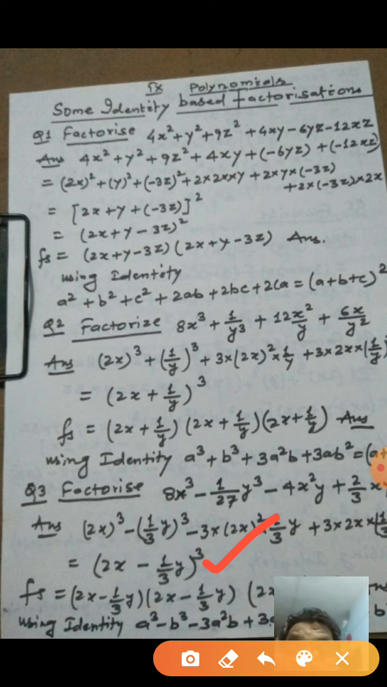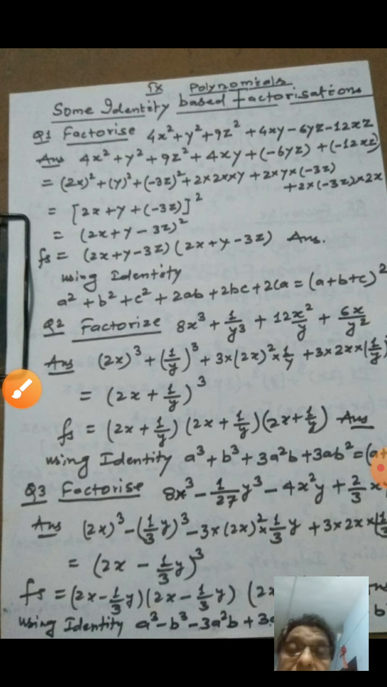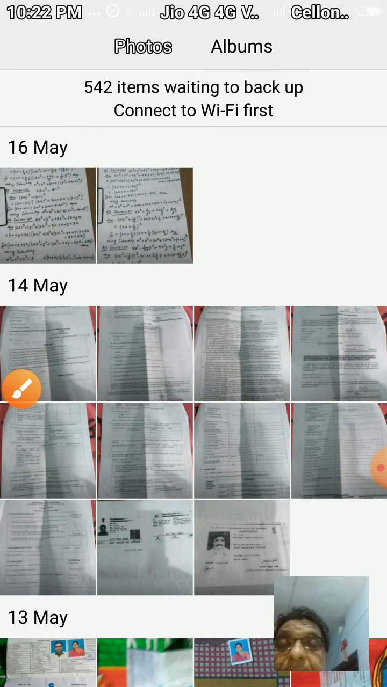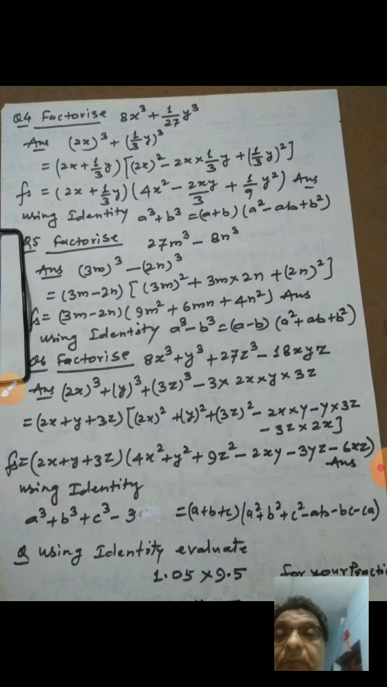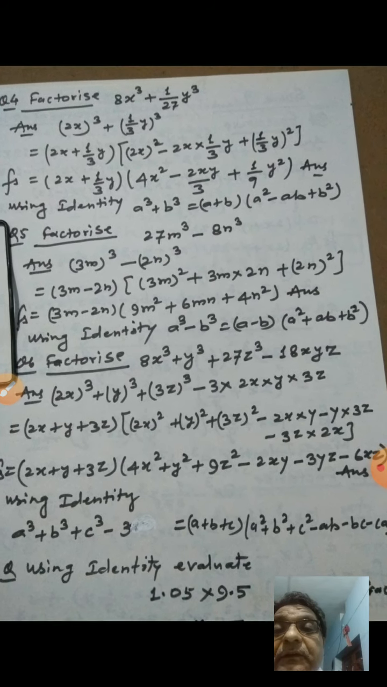In place of a, our a is 2x and b is 1 by 3y, so it will be (a minus b) whole cube, and again we will write it 3 times and using the identity this. Now we will see a few more questions based on identity. So we have this page now.